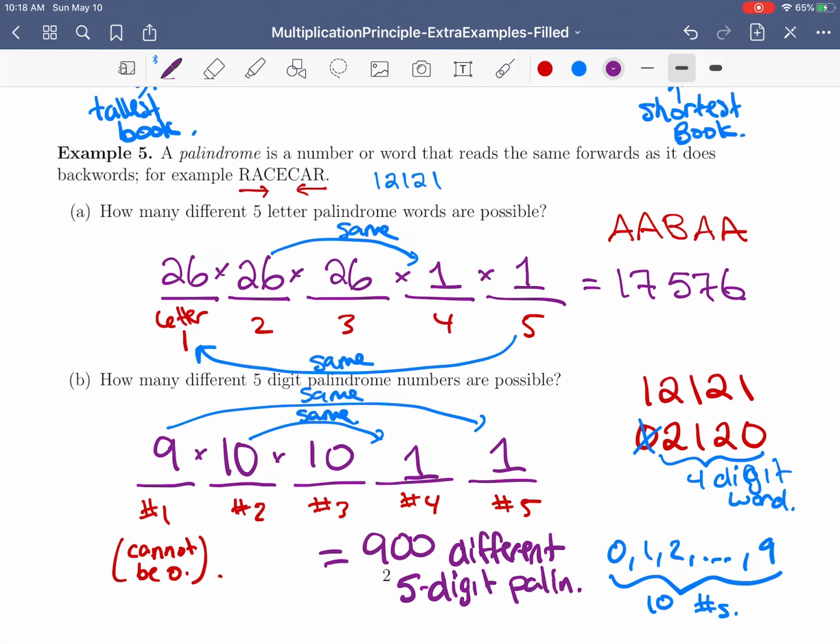So those are some examples using the multiplication principle. Hopefully it's starting to click.